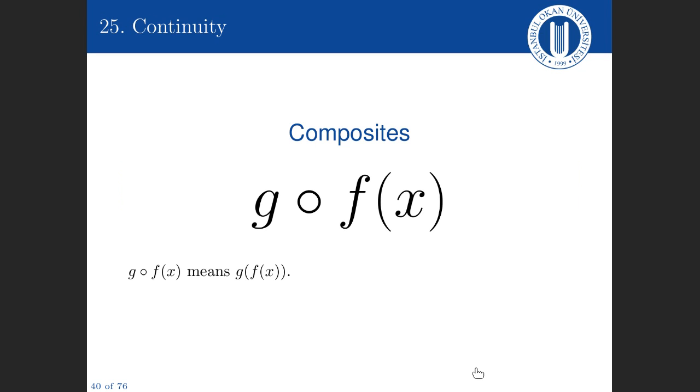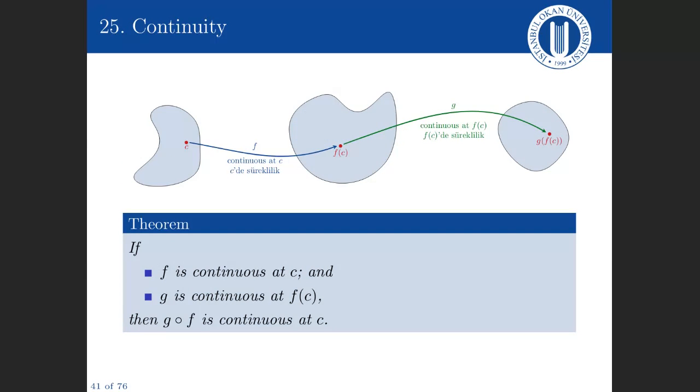We can also look at the composites of two functions, g composed with f. We might imagine functions as arrows going from a set to a set. Let's suppose f is this blue arrow, which maps from the point c to the point f of c. And then let's suppose that after we do f, we do g. g is this green arrow, which maps from the point f of c over to the g of f of c.